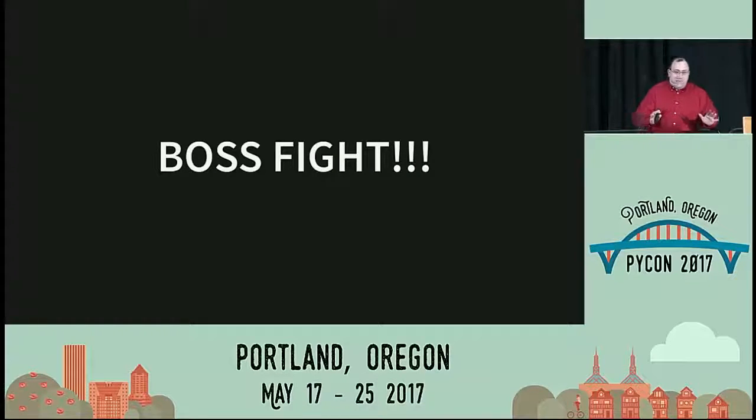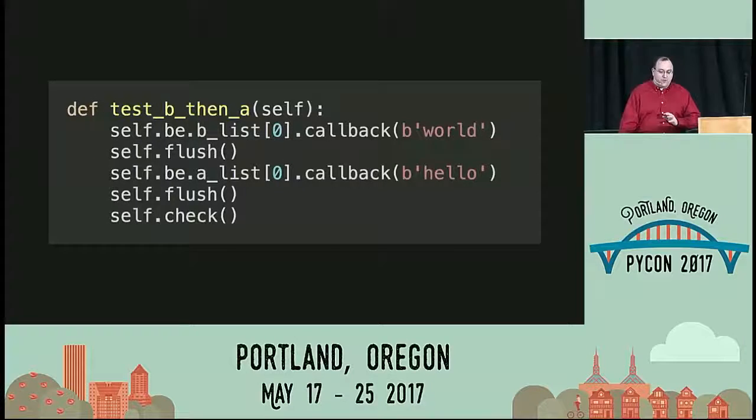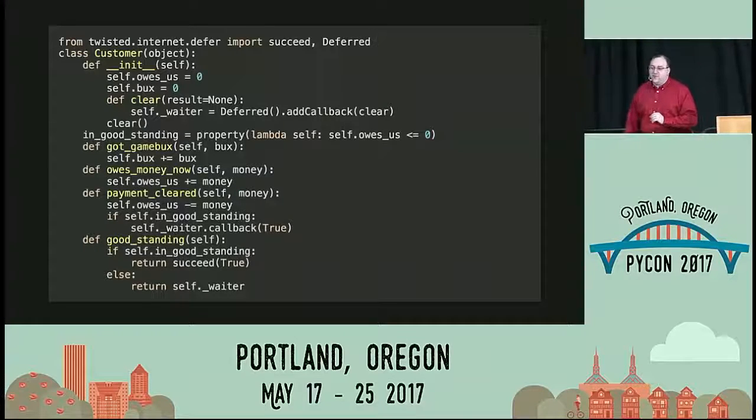And now that we've leveled up enough with these fake example problems, we can reorder our events back and forward. It's time to confront our original problem. And this is as short as I could make it, so please bear with me. So here we have a proposed final customer object which implements all of our methods. In good standing is just defined as a property indicating they don't owe us any money. Got game bucks just implements our bucks counter, and payment cleared ensures anyone waiting on the good standing deferred gets called back when our balance has been restored.